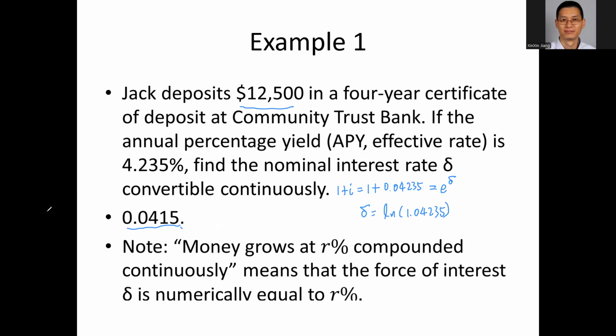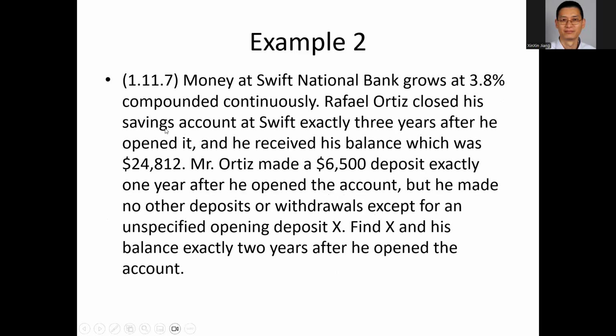All right. So this note, you can read it, and I think I just said similar things. Next example, money at Swift National Bank grows at 3.8% compounded continuously. That's our delta, the force of interest.